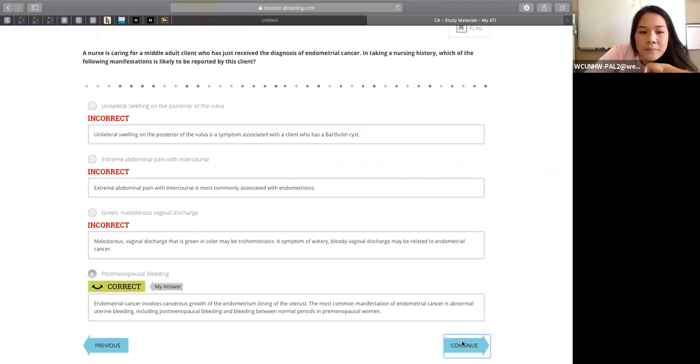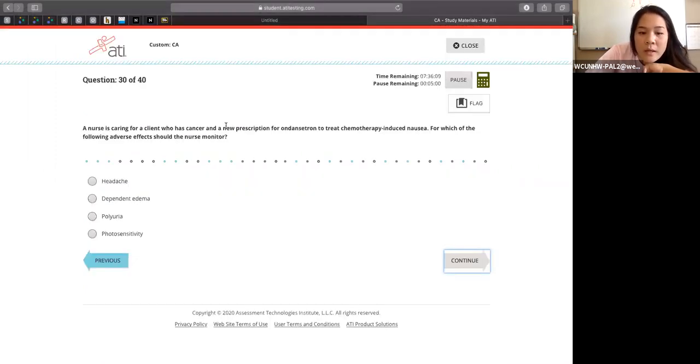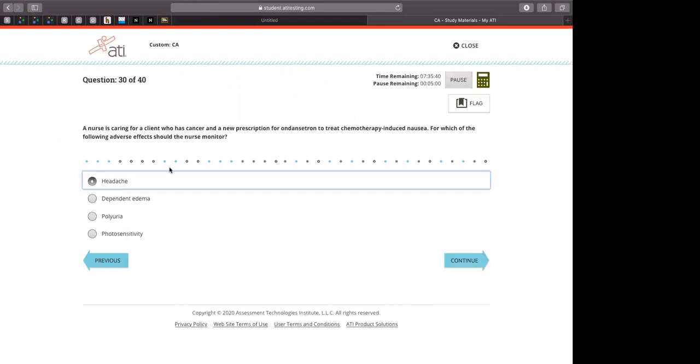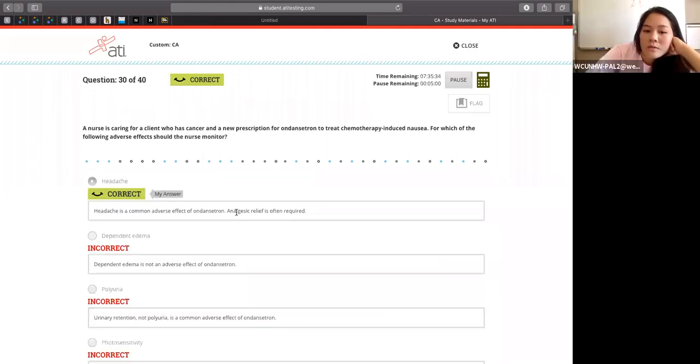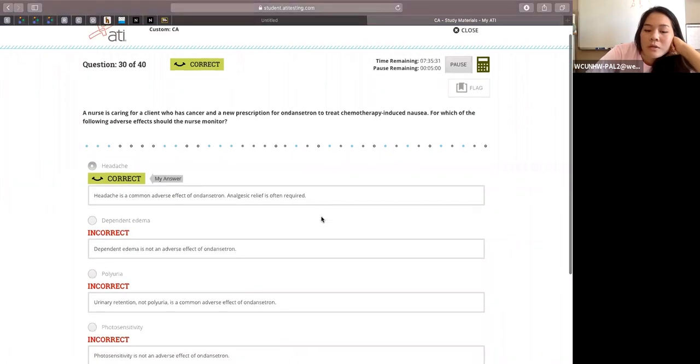women. A nurse is caring for a client who has cancer and a new prescription for ondansetron to treat chemotherapy. Oh yeah, this is one of the anti-emetic medications. Ondansetron to treat chemotherapy-induced nausea. Which of the following adverse effects should the nurse monitor? Headache, edema, polyuria. Headache, I think so, yeah. Headache is a common adverse effect of ondansetron. Analgesic relief is often required.